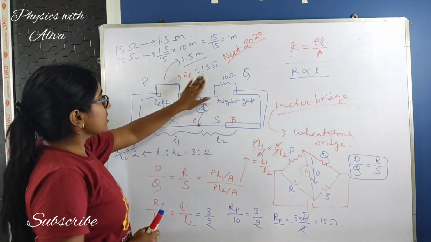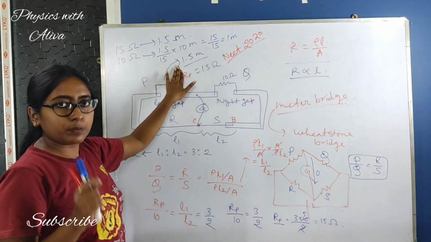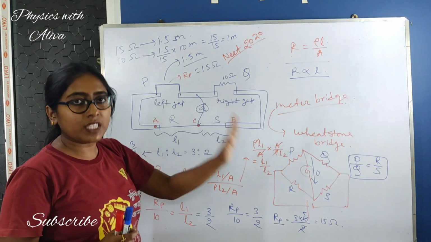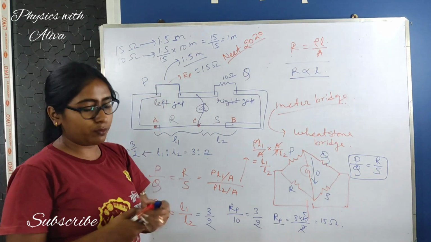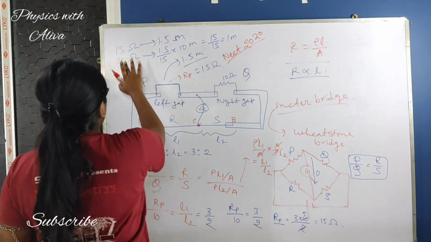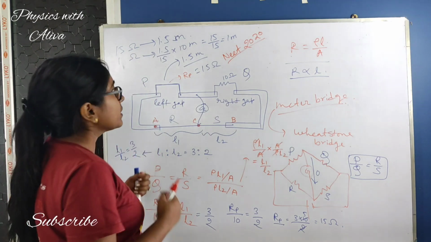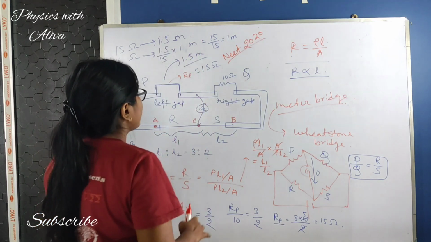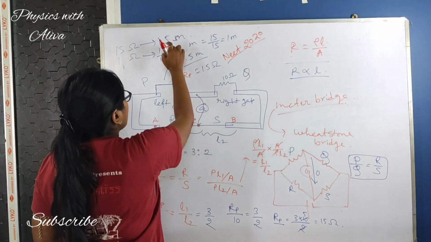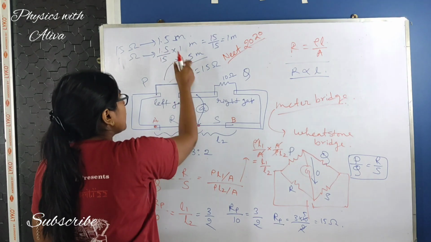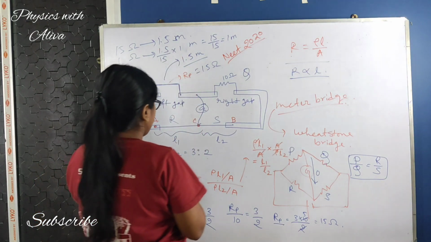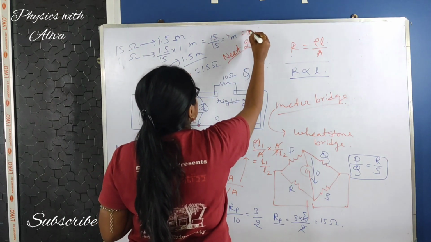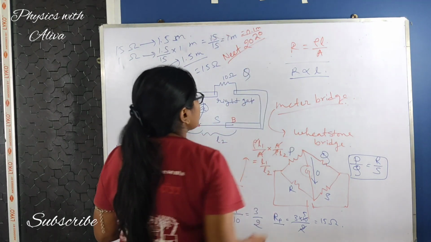For 15 ohm resistance, the length of the resistance wire is 1.5 meter. It was asked in the question for 1 ohm resistance, what will be the length? We have calculated for 10 ohm resistance. But in the question, it was asked for 1 ohm resistance, what will be the length of the resistance wire? So we will just replace the 10 by 1. So here 1.5 divided by 15, we will get 0.1 meter. This will be the answer.